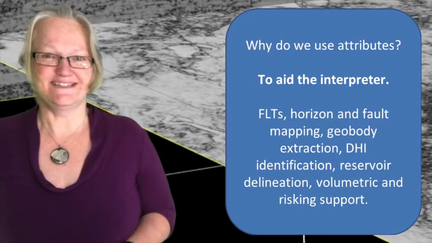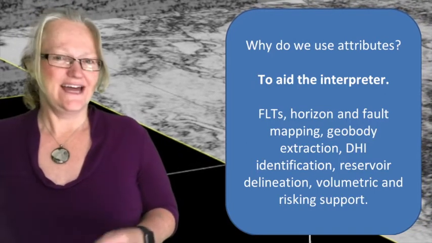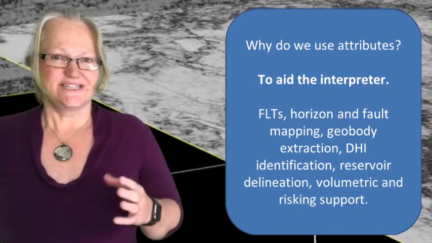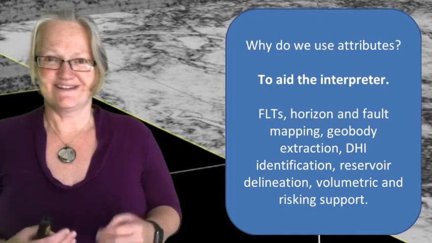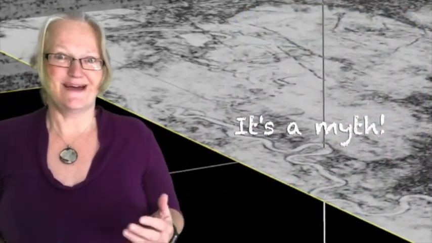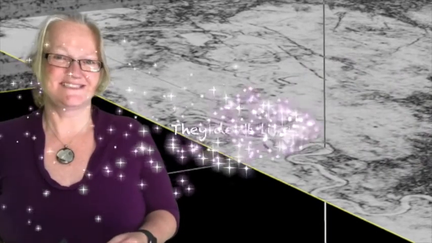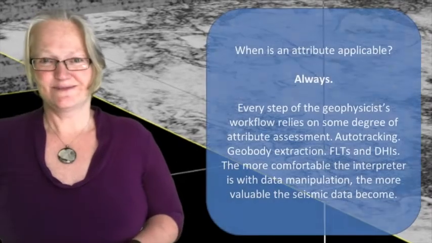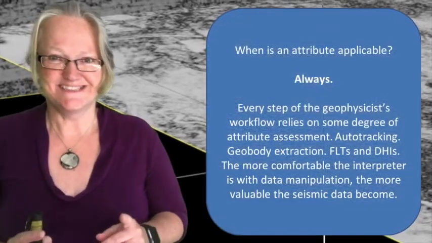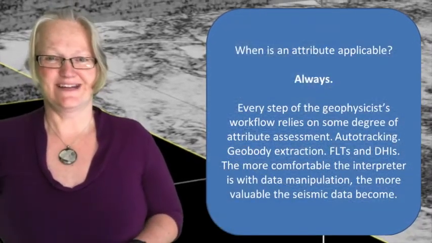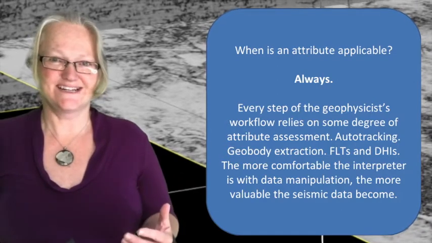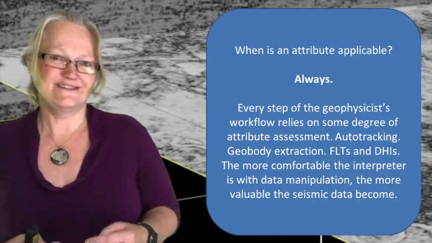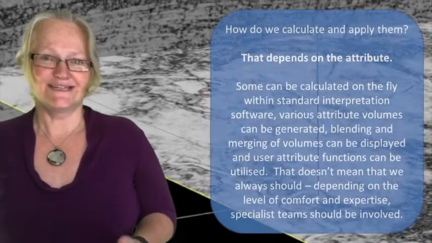We don't always see the funny looking things in the data, and our attention isn't always drawn to the correct location. Sometimes we're dragged off to some magpie location. We're interested in something that's really not what we should be looking at. When is it applicable to run attributes? Always. It is always applicable to run attributes, whether you use a scattergun approach or whether you have a very defined process in mind. And then we ask, how do we calculate and apply them?